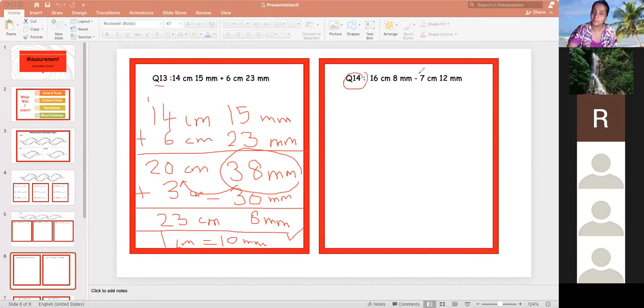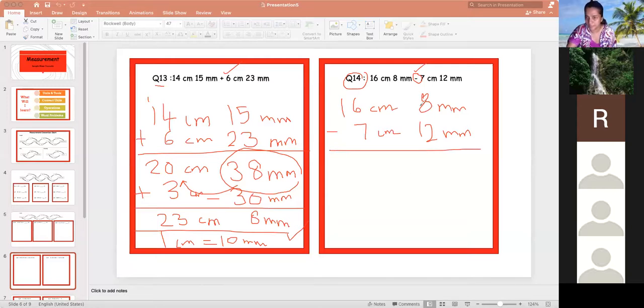Let's look at question 14 and this is a question of subtraction. Ini tambah, ini tolak. Macam mana nak buat soalan tolak? The same way. Tulis 16 cm, 8 mm minus 7 cm and 12 millimeters. Now look, 8 minus 12. Boleh buat ke? Tak boleh. So you pinjam. You pinjam 1 cm. So 1 cm ialah 10 mm. So kamu akan dapat di sini 10. 10 tambah 8 ialah 18. So now you can tolak.